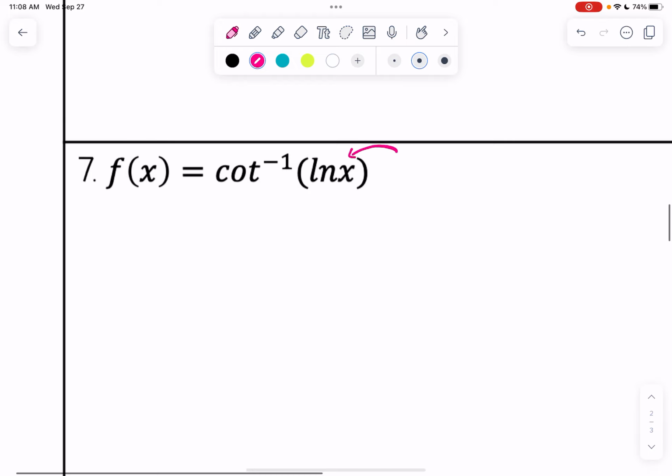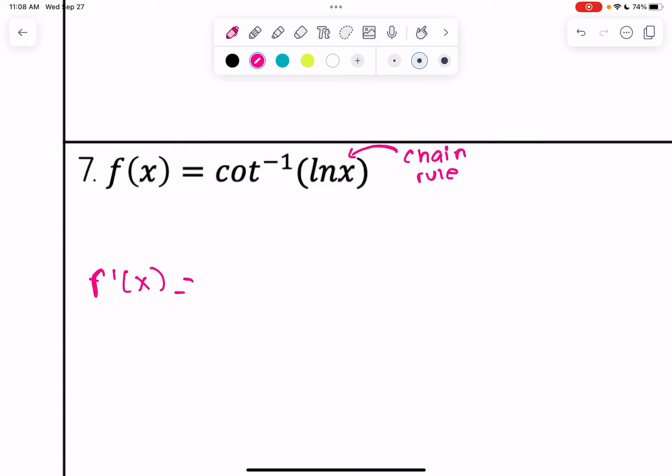Number 7, this is going to be chain rule because I have an ln of x on the inside. So the derivative of cotangent is negative, starts with a c, so we need a negative, 1 over 1 plus whatever we were taking the inverse cotangent of, so ln of x squared, times the derivative of the inside. The derivative of the inside is 1 over x. Okay, the derivative of ln x is 1 over x.